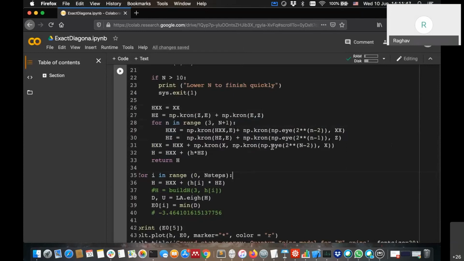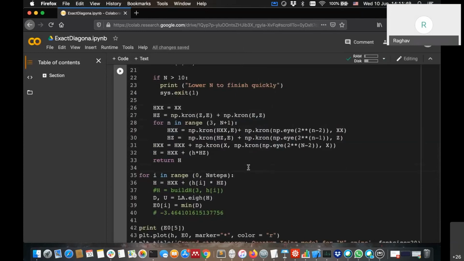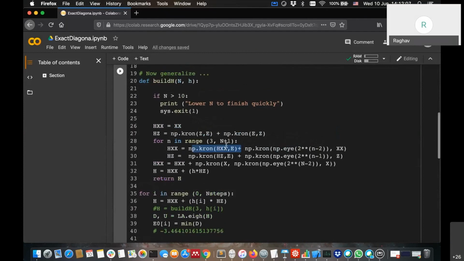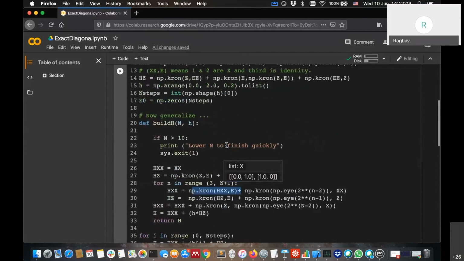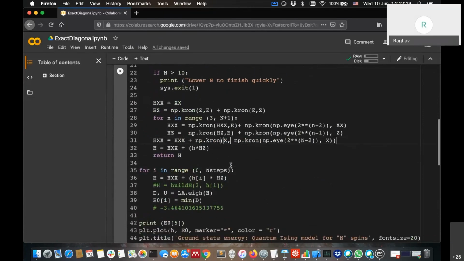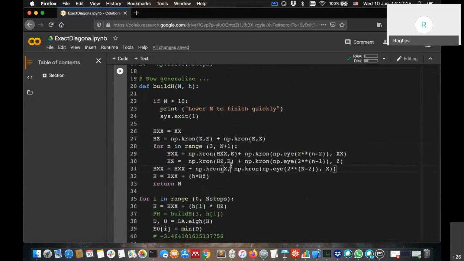You can convince yourself that this is correct, because if you put n equal to 3, then you get 2 to the power 3 minus 2, which is 1, so 2 to the power 1. So this is just the identity matrix of size 2 with XX plus this term. And that was exactly the same thing which we created for n equal to 3 spins. So this is the correct generalization to n spins.